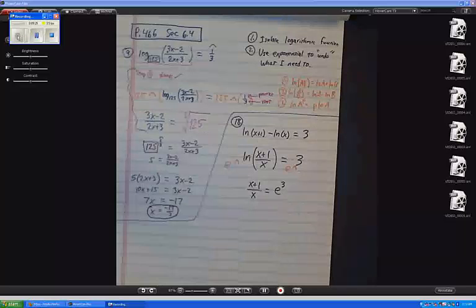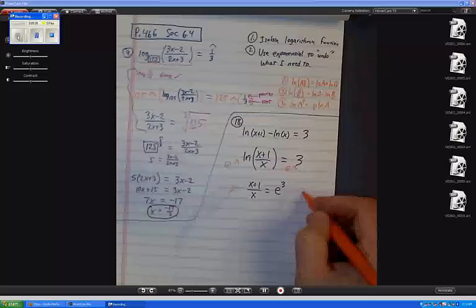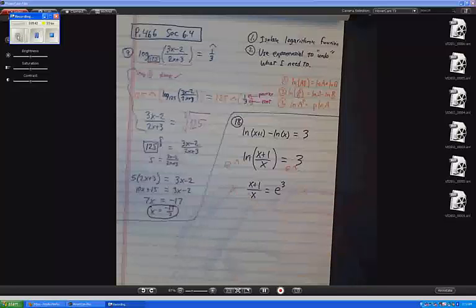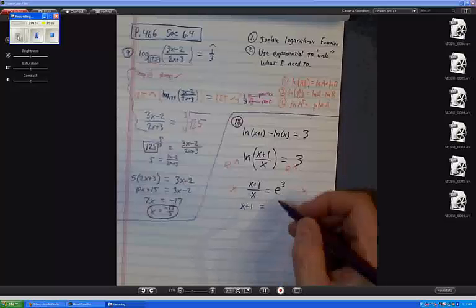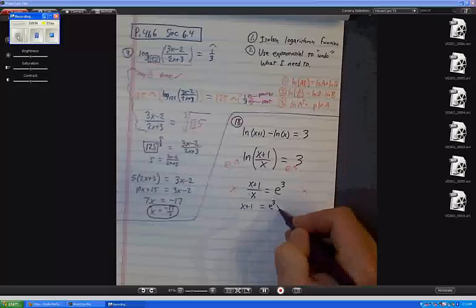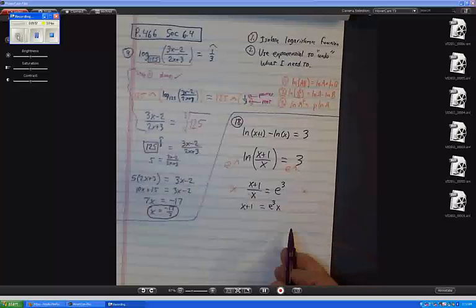I'm trying to solve for which variable? X. But we have a problem because this is a rational function. I don't like fractions. I want to get rid of the fractions. What do you suggest I do to both sides? Sure, let's multiply both sides by x because then the x's will cancel on the left-hand side. And so I get, let's see, x plus 1 equals, well, boy, how am I going to write this? I guess I'll write it as e cubed x. You have to remember e cubed is a number. X is a variable.